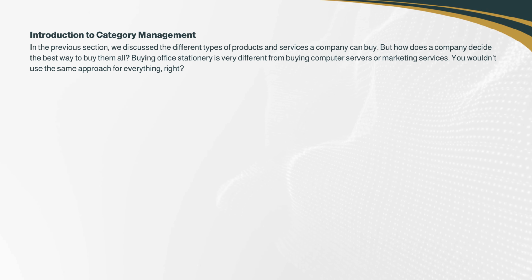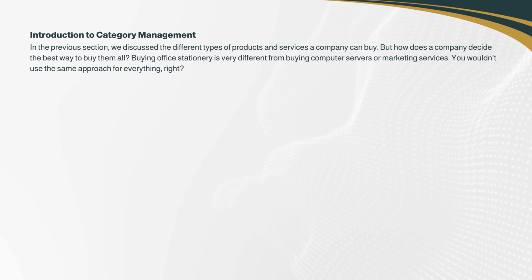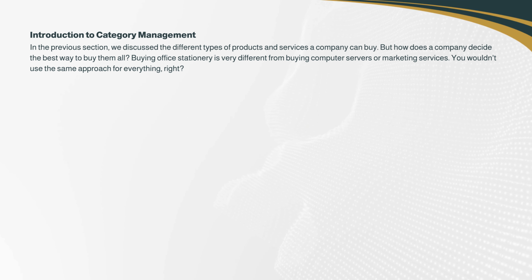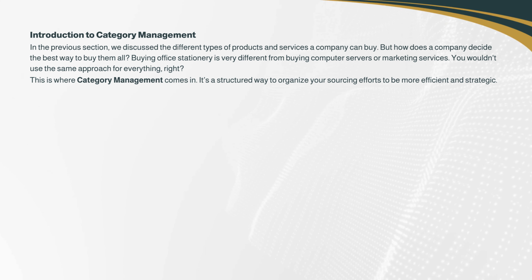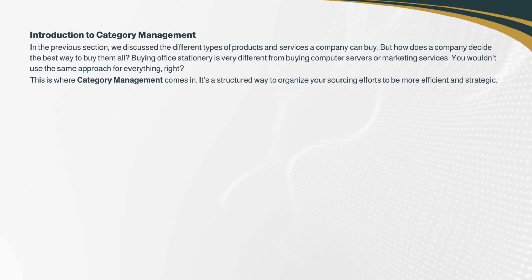Buying office stationery is very different from buying computer servers or marketing services. You wouldn't use the same approach for everything, right? This is where category management comes in. It's a structured way to organize your sourcing efforts to be more efficient and strategic.